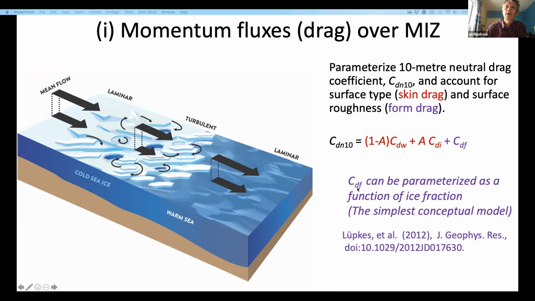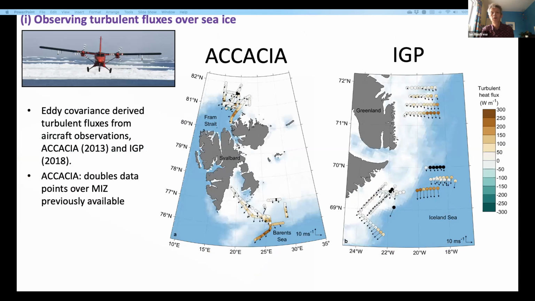And the simplest way of parameterizing this drag, this form component, is some sort of function of ice fraction. And if you want to know a lot of details about this, then work by Christof Lüpkes, for example, discusses this in some detail. So whenever you have some sort of parameterization like this, you need observations to tune your parameterization, to develop your parameterization.